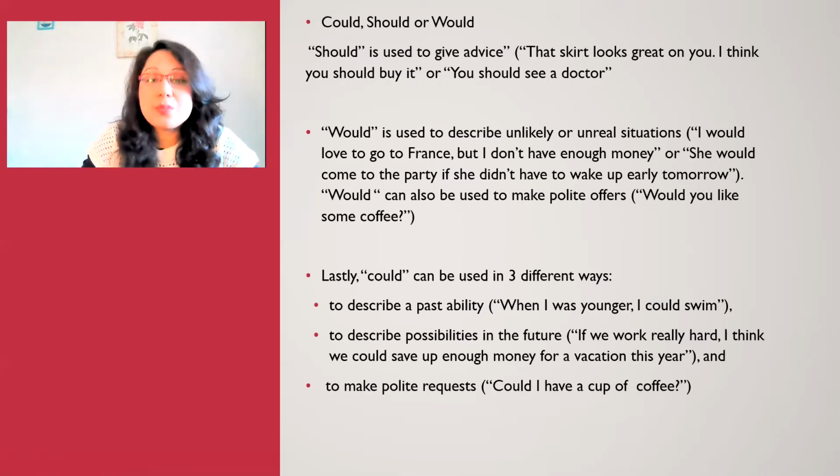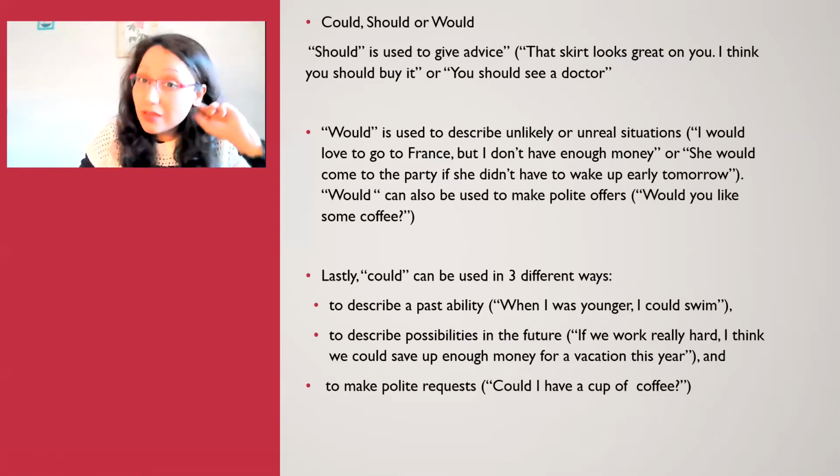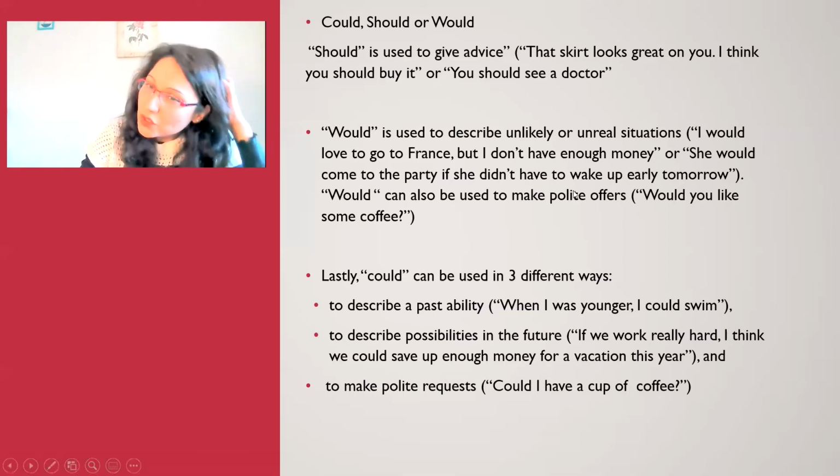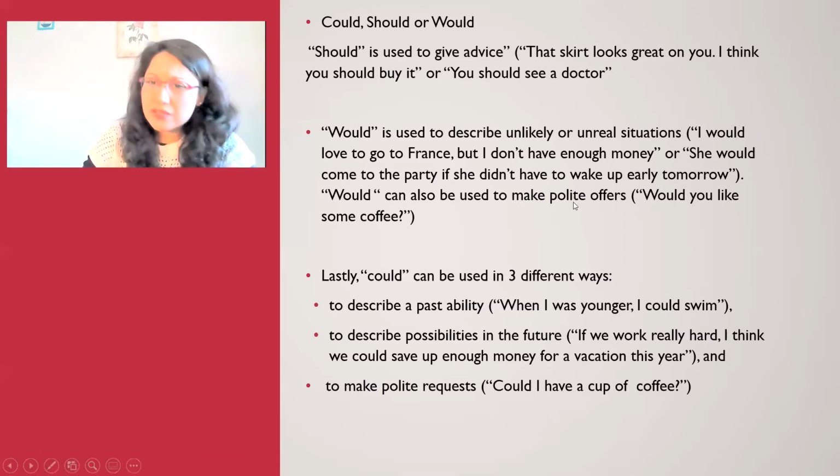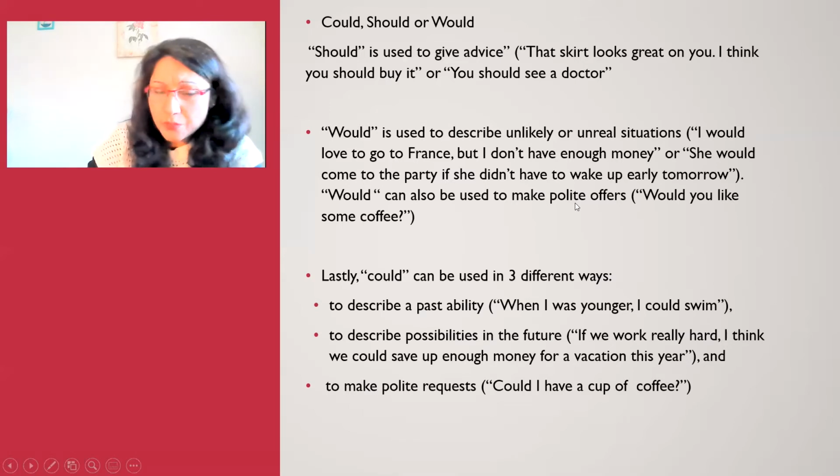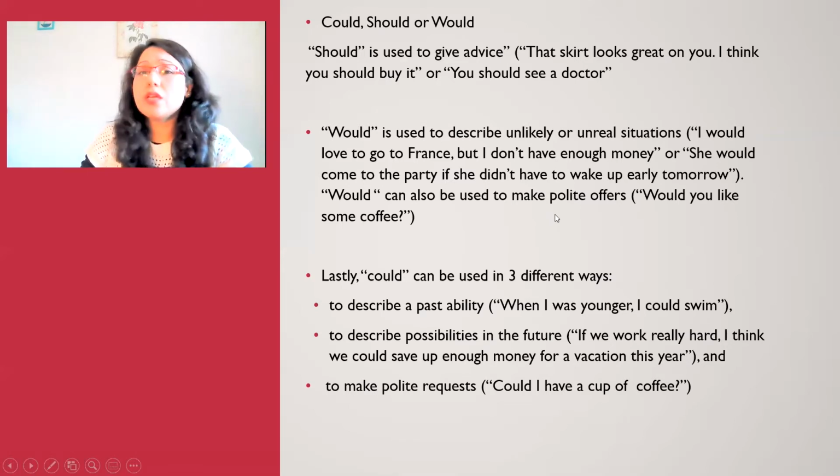Or she would come to the party if she didn't have to wake up early tomorrow. So this is also conditionals. If you haven't seen my conditional video, if you don't know what conditionals are, go watch it. But like it says, if you have something which is unlikely, an unreal situation, that's when you can use your would. So like it says here, she would come to the party if she didn't have to wake up early tomorrow.